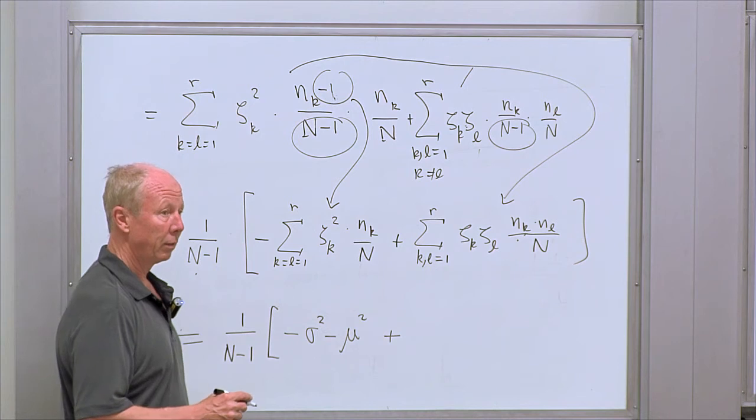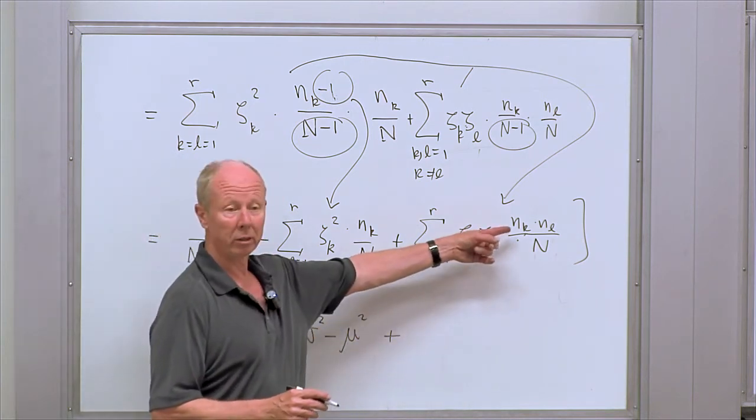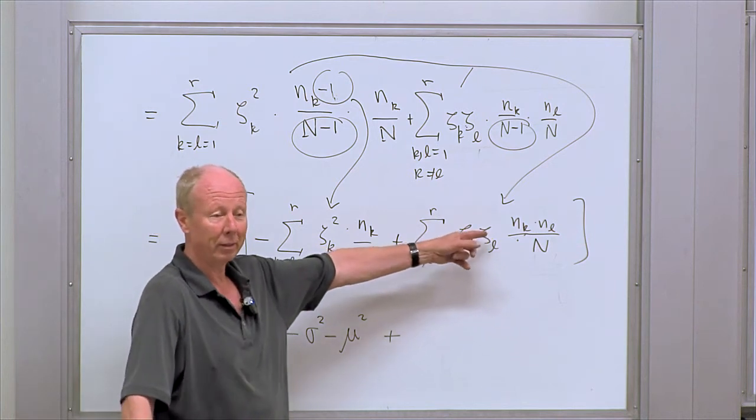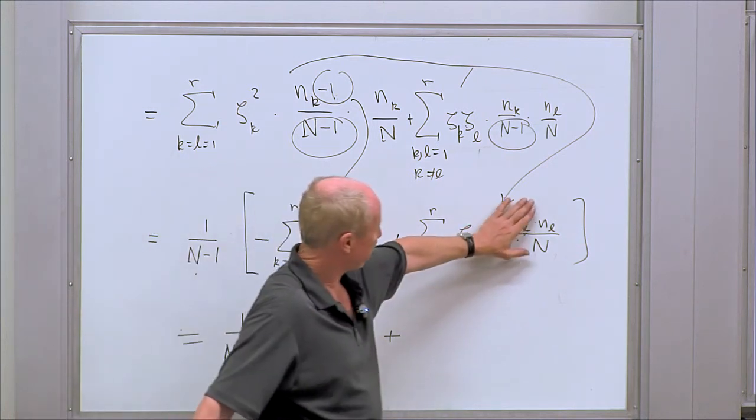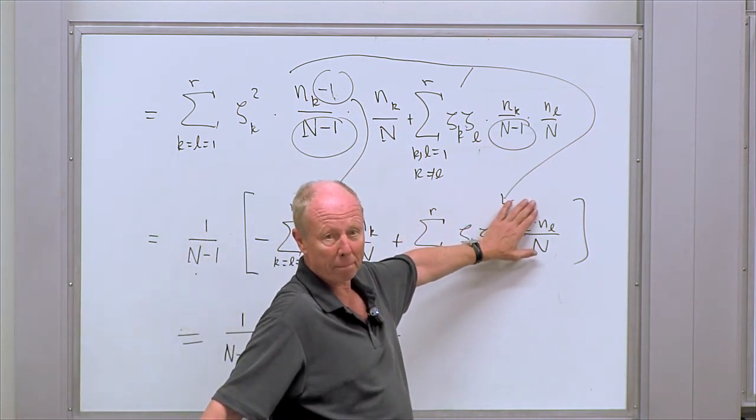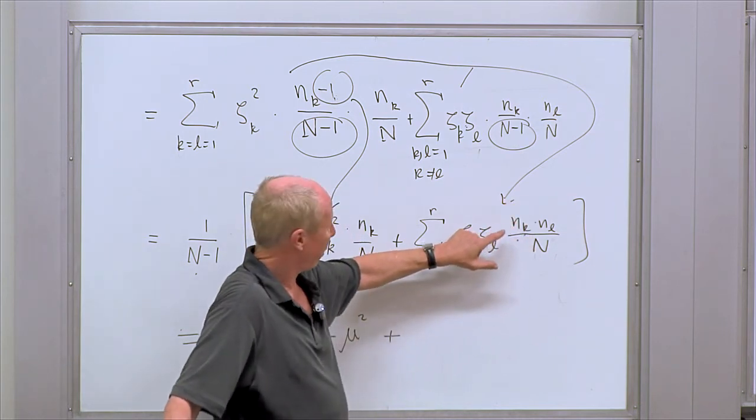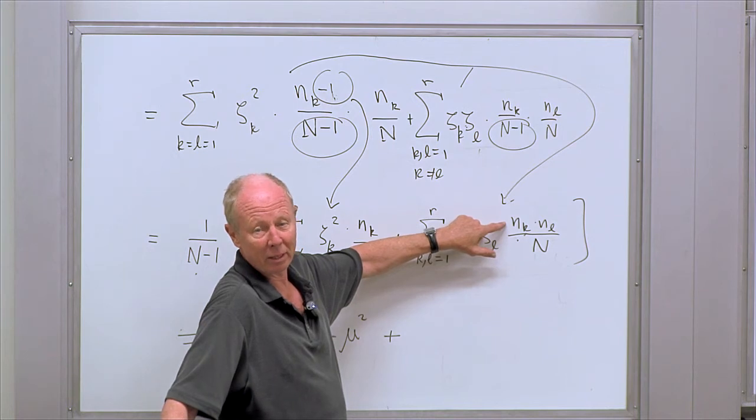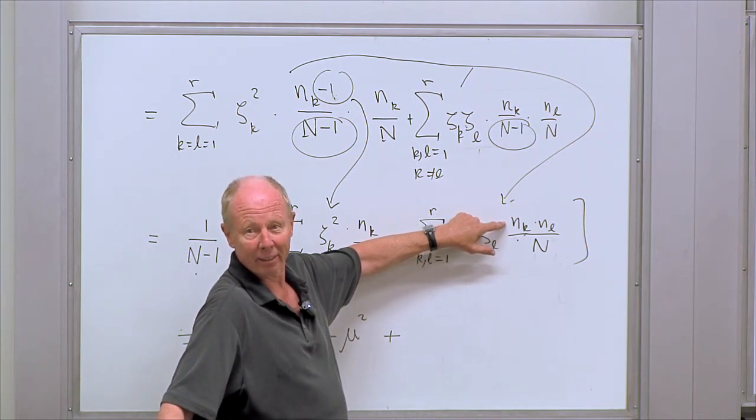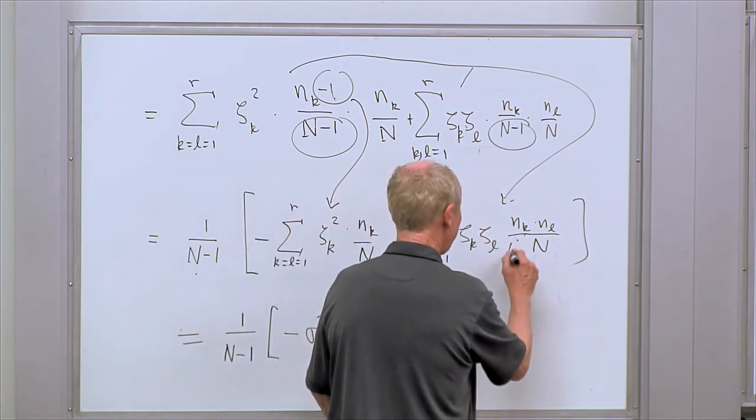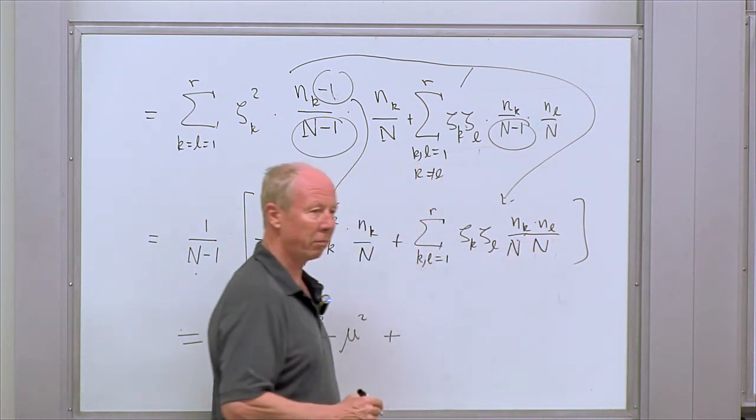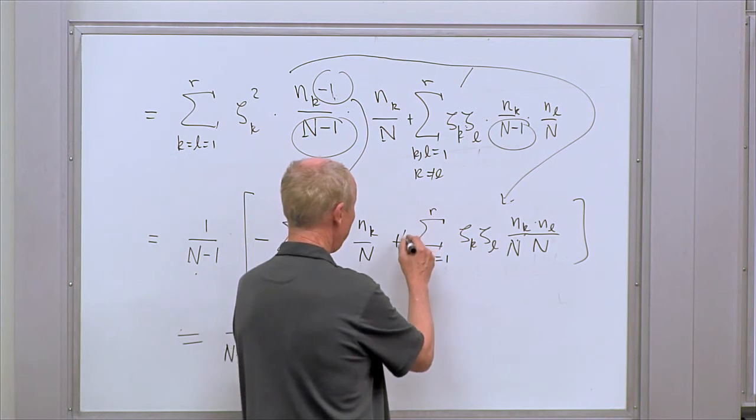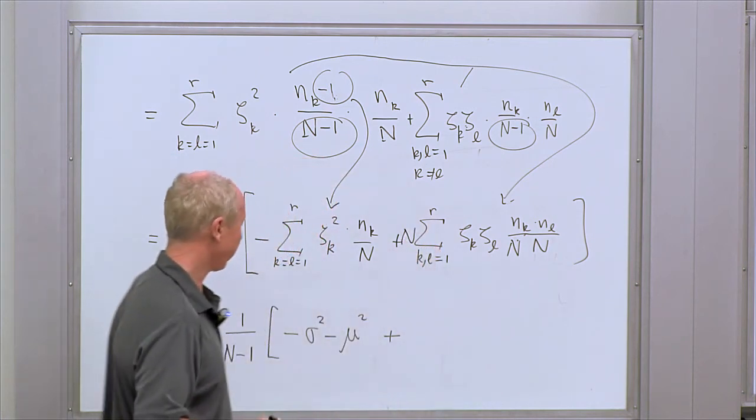Okay, now what don't you like about this expression? Or what would you like better here? This is nice, that's a probability. This is not a probability, it's lacking something. It's missing something. What does it need? It needs a capital N. But we want to keep our expression equal to what we started with, so what should I do? Multiply by capital N out here.